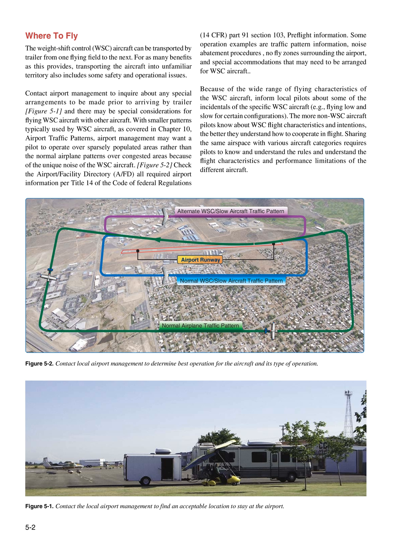Where to fly. The weight-shift control (WSC) aircraft can be transported by trailer from one flying field to the next. For as many benefits as this provides, transporting the aircraft into unfamiliar territory also includes some safety and operational issues. Contact airport management to inquire about any special arrangements to be made prior to arriving by trailer, Figure 5.1, and there may be special considerations for flying WSC aircraft with other aircraft.